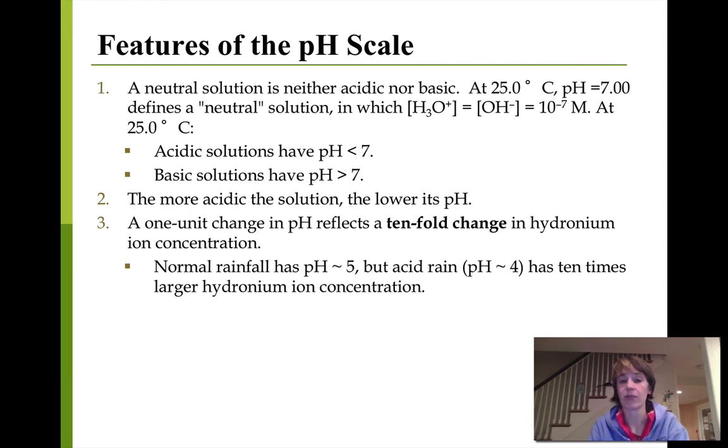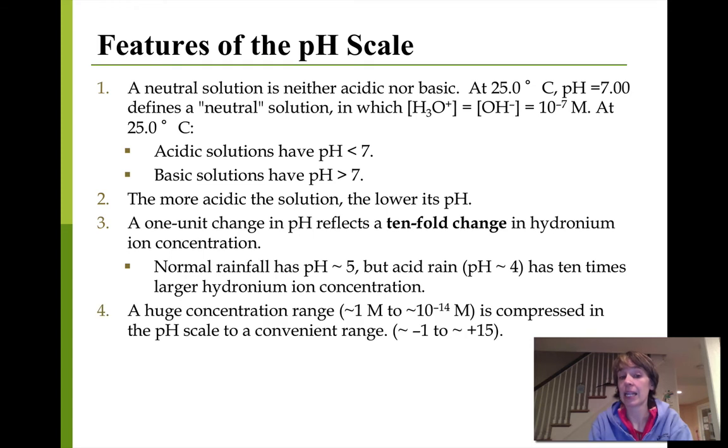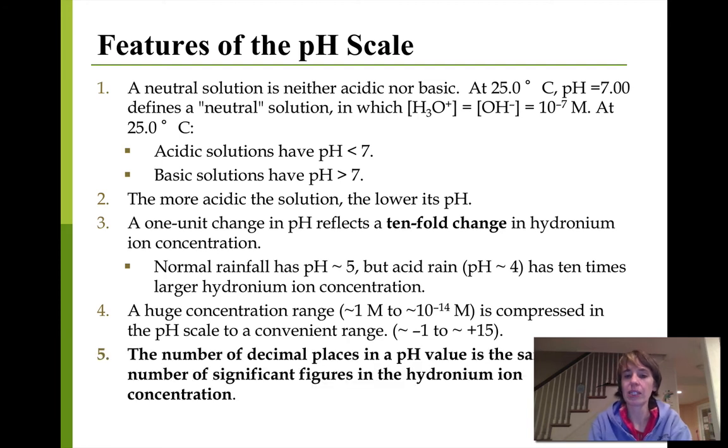Just to put in perspective, normal rain versus acid rain. You might think, pH of 4 versus pH of 5, that doesn't really sound like a big difference, but that's 10 times as much acid in acid rain as compared to normal rainfall. So it just makes it easier to deal with this huge variation, this huge range in concentrations.